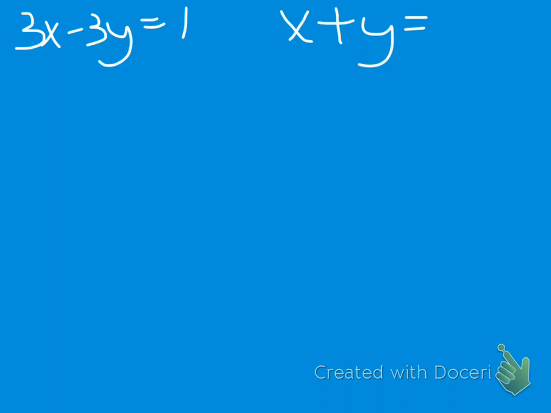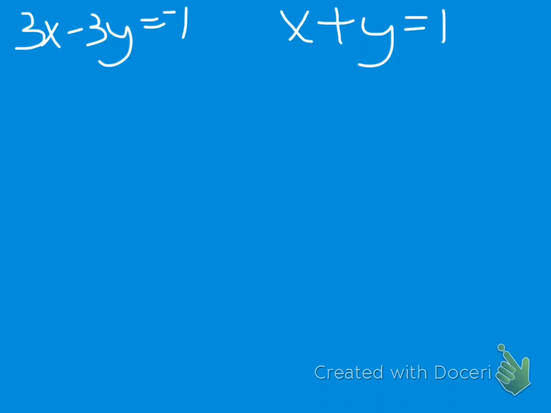Let's do the next page. So we have 3x minus 3y equals negative 1, by the way, I'm sorry, and x plus y equals 1.